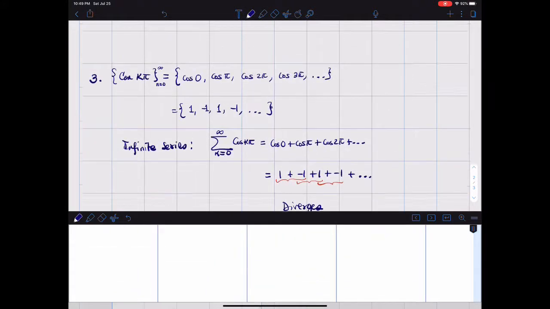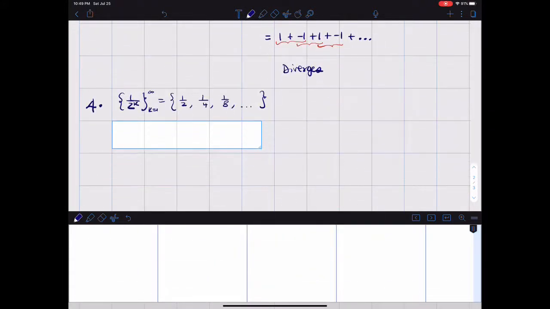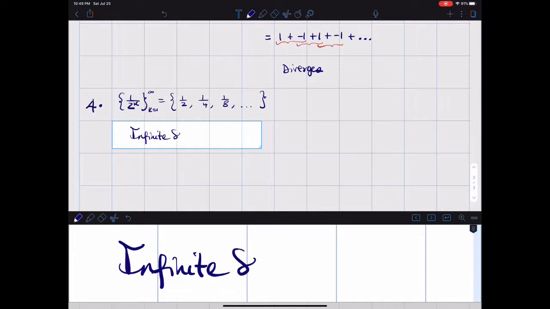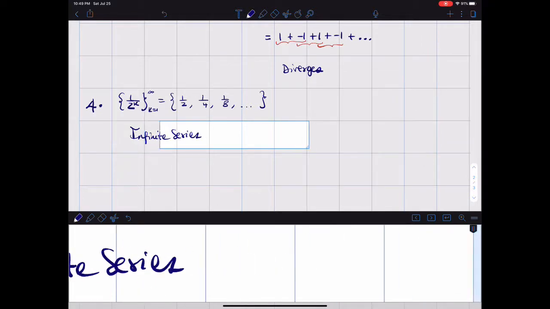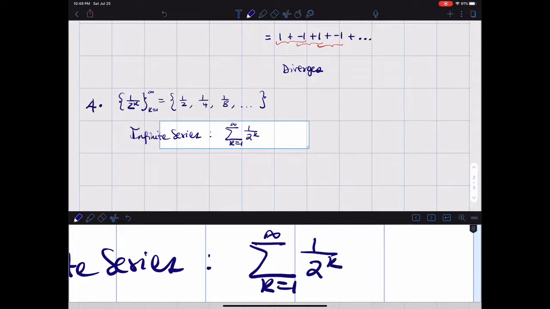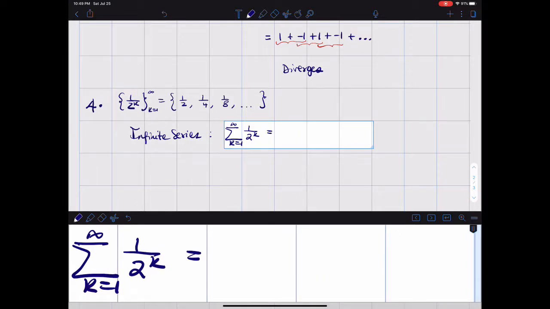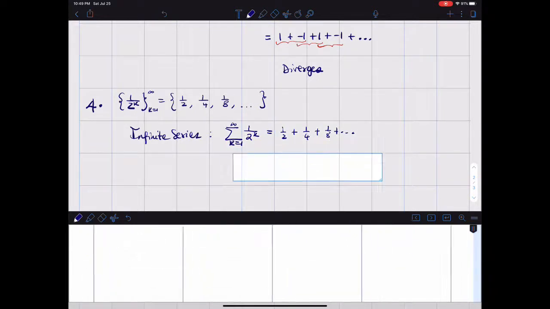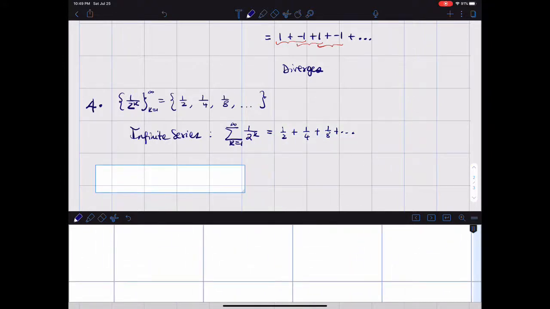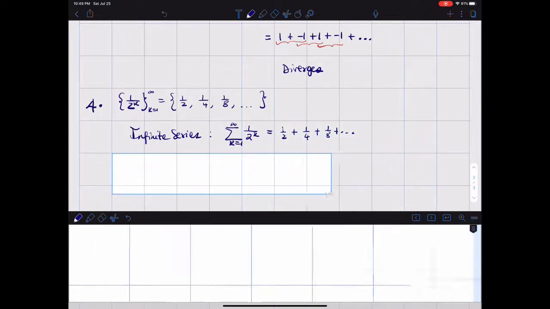Now let's talk about the series. The series is the summation k from 1 to infinity of 1 over 2 to the power of k. So that means we're just adding 1/2 plus 1/4 plus 1/8, and we keep going. Now let's see if we can add this up.